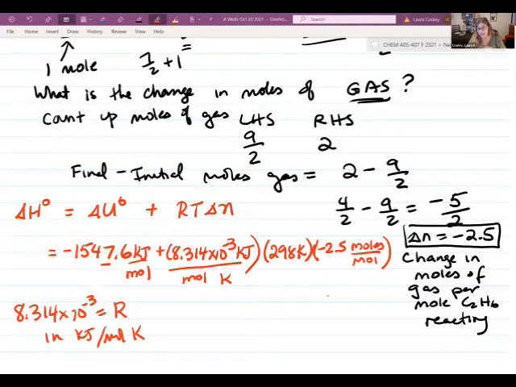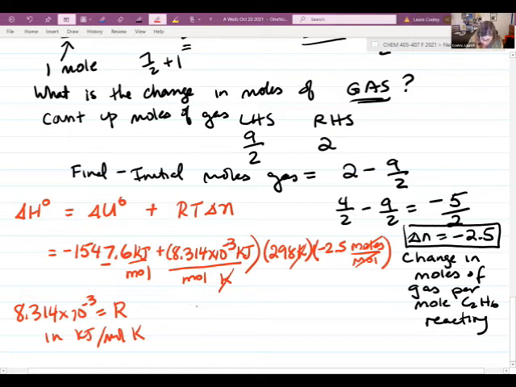All right, so you could see I paused a little and I rearranged the writing so I could fit this all on one line. And you'll notice what I did here. I put all the units in. The change in the moles is actually -2.5 moles of gas that's lost per mole of C2H6 reacting. So its unit is actually moles per mole. If I didn't have moles per mole, then I wouldn't end up with kilojoules per mole. And I really need to end up with that because I'm calculating the per mole quantity.